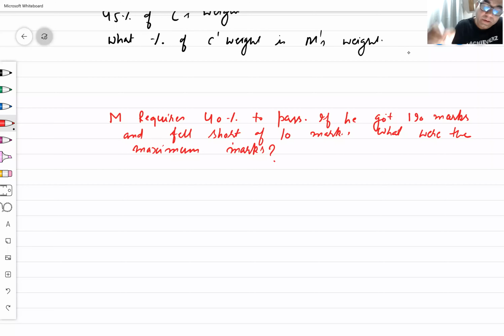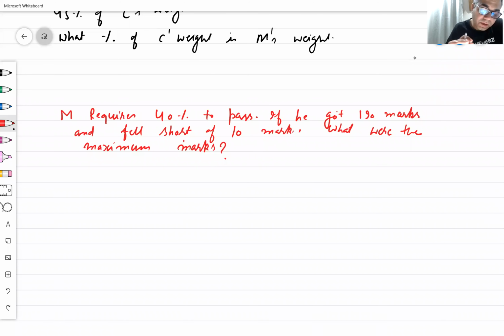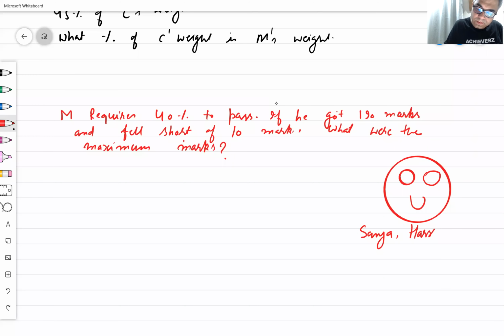All right. The question is, a person M requires 40% to pass. If he got 190 marks and fell short of 10 marks, what were the maximum marks? Please solve this. So this goes to Sanya, Harshil, Arna, and who else?